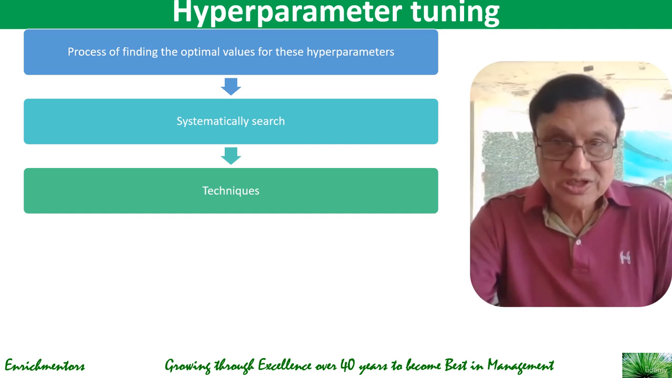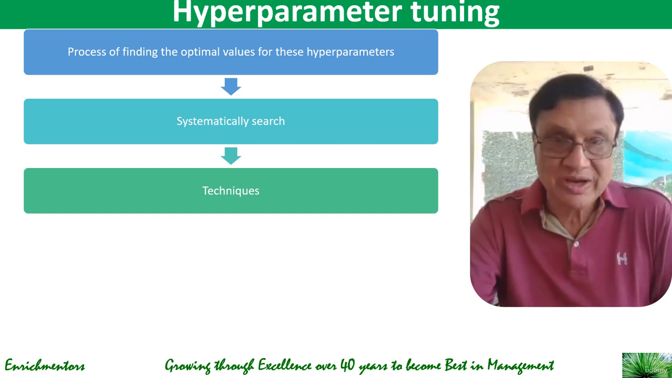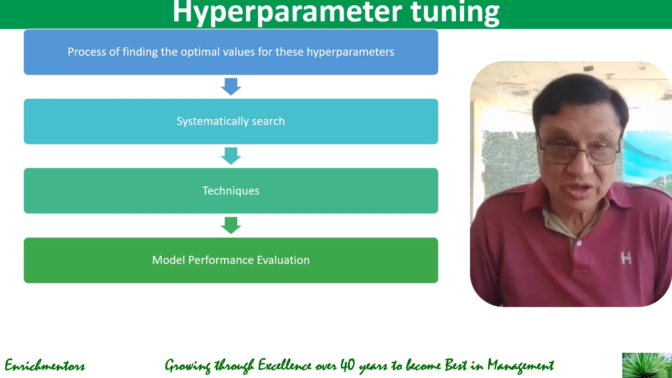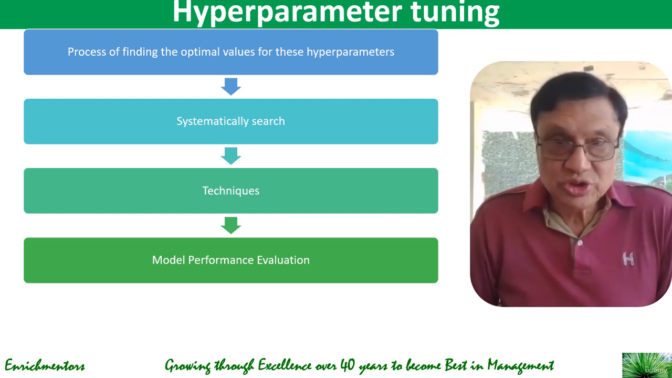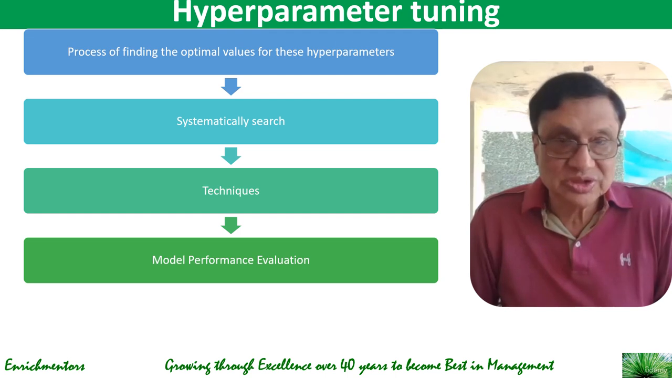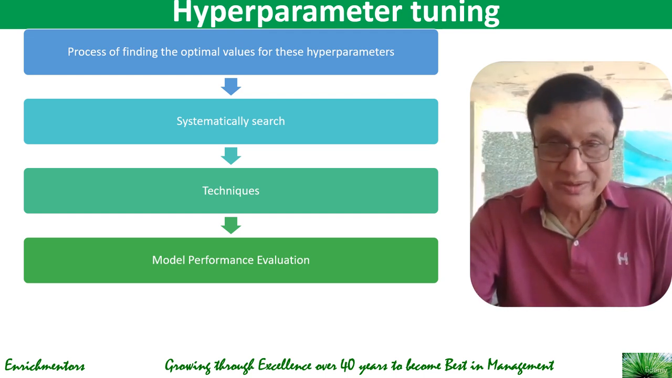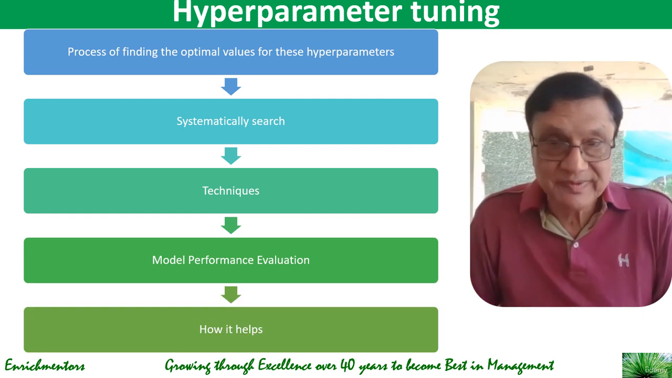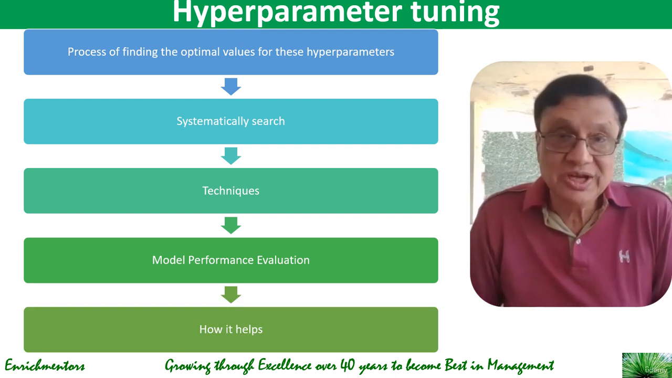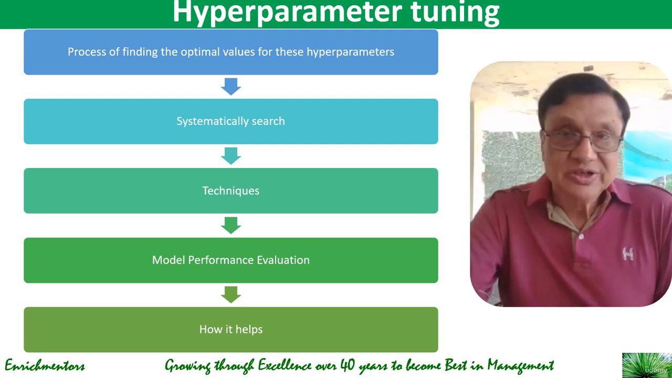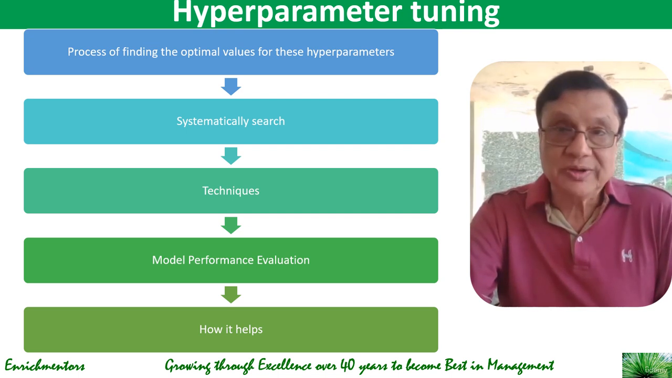Now, the performance of each model variant, so you will have multiple variants of the model as you have different levels of hyperparameters, is typically evaluated using cross-validation, as we talked about earlier, to ensure robustness and generalization. So this is how you evaluate the model performance. And what does it help? Hyperparameter tuning helps in fine-tuning the model and improving the performance on the new data that will come up, the unseen data. Okay, so that's what hyperparameter tuning is.